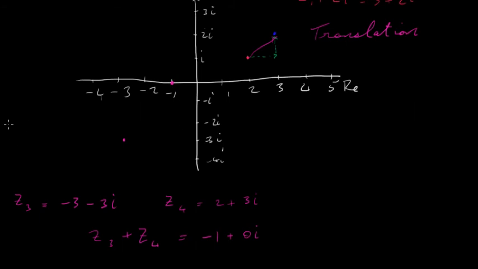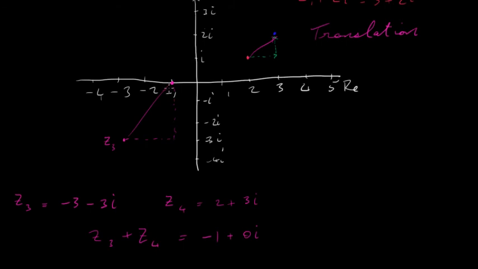So what's actually happened to my original complex number? This was z3 here. I added z4 to it. So what did I actually do? I moved it horizontally to the right 2 places. So I went over here 2 units. So 1, 2. And then I went up vertically plus 3 units. So I went 1, 2, 3 units up. And I ended up here.